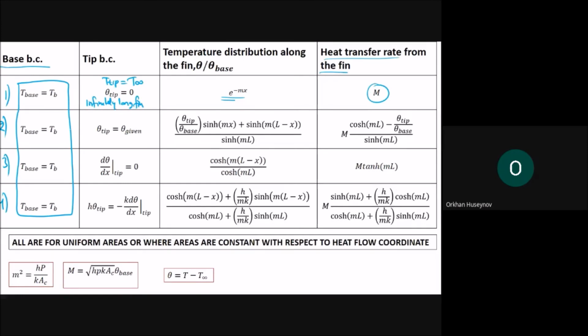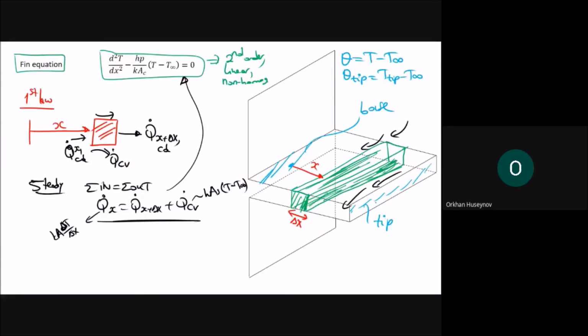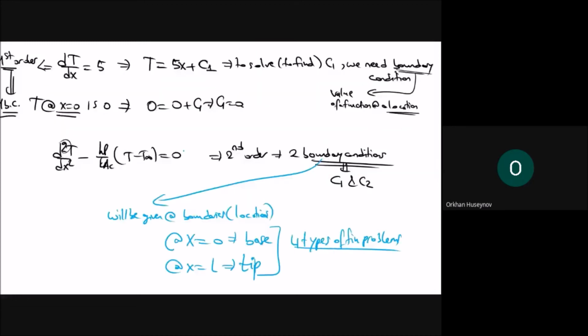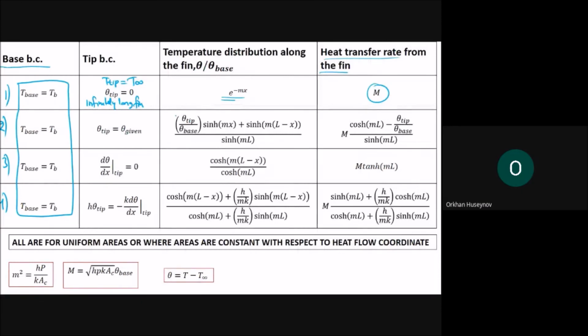The second case is that the tip temperature is given. You can see that theta tip is theta given, so it is a given temperature value. Let me go back to here. For example, for this fin tip, I can say that the tip temperature is 25 degrees Celsius. For this kind of problem, we can solve the temperature variation along the fin by this function and the heat transfer rate from the fin by this function. Another option is convection.